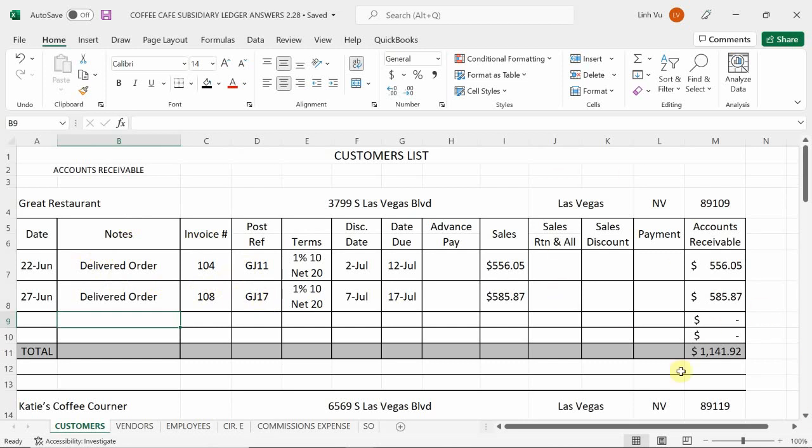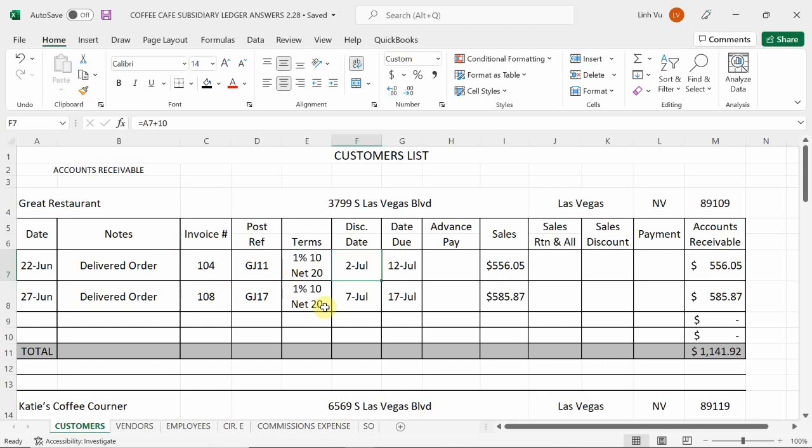They owe me a grand total of $556.05, and they made a payment before July 2nd, right? Today's only the 28th, so that means we have to give Mr. Great Restaurant a discount because that's what it says here. He made a payment before the discount due date, which is July 2nd. So in this case, we have to administer this 1% discount to be applied to his invoice number 104.